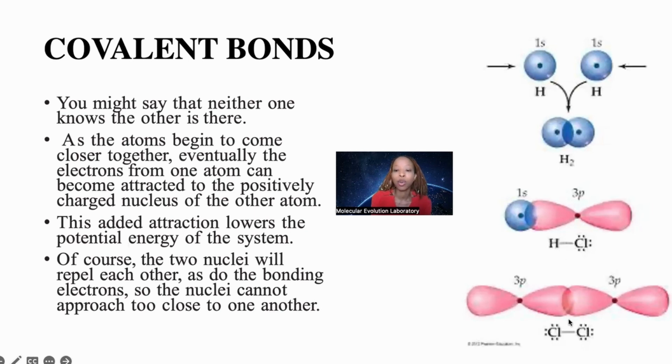And here we have a chlorine-chlorine bond where both 3p orbitals overlap. The important thing here is that this satisfies the octet rule, because chlorine has 6 paired electrons and 1 unpaired electron, and here we have 2 paired electrons to form 8 electrons.